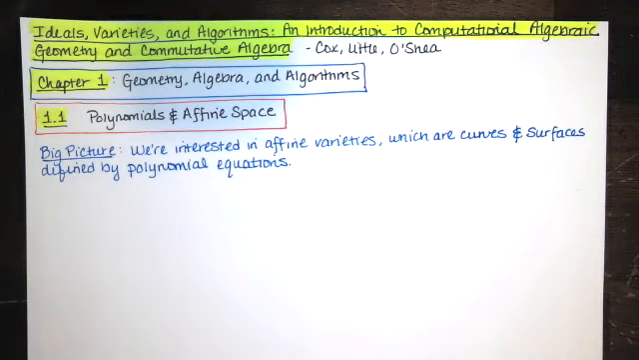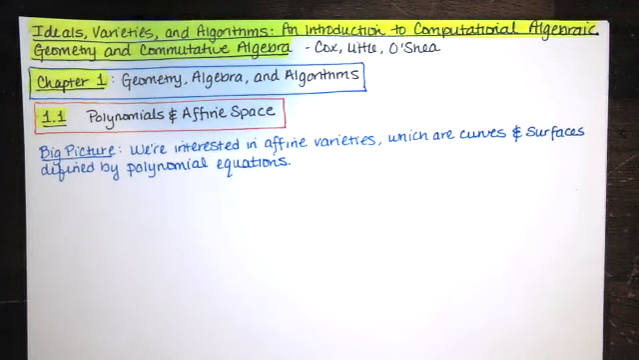This video is the first in a series of videos about the content of a textbook that I'm outlining for my own research. It's called Ideals, Varieties, and Algorithms. It's basically an introduction to algebraic geometry. And what I'm doing is I'm outlining different chapters and sections in this book that are related to varieties in projective space, because that's related to the research that I'm doing with vortex statics, really.